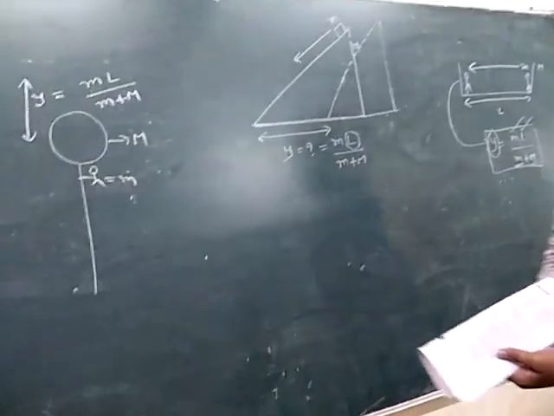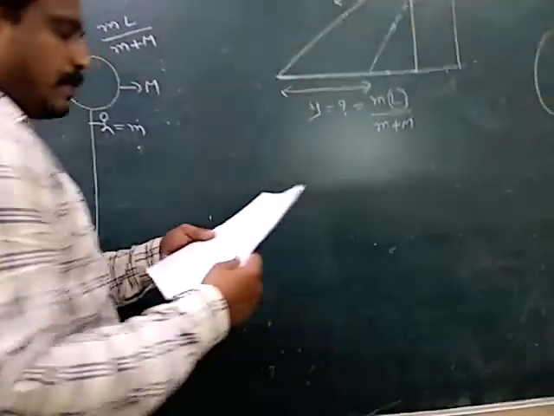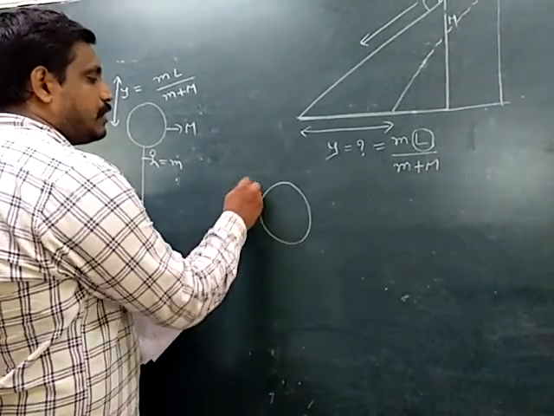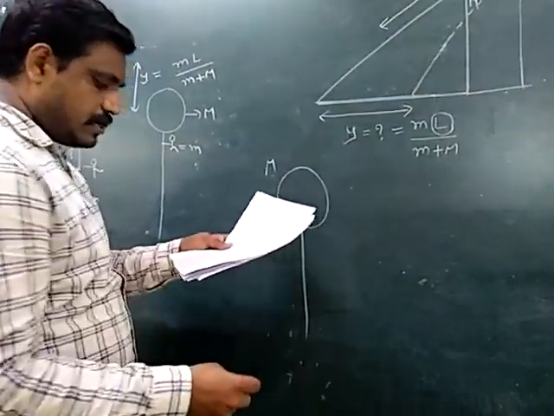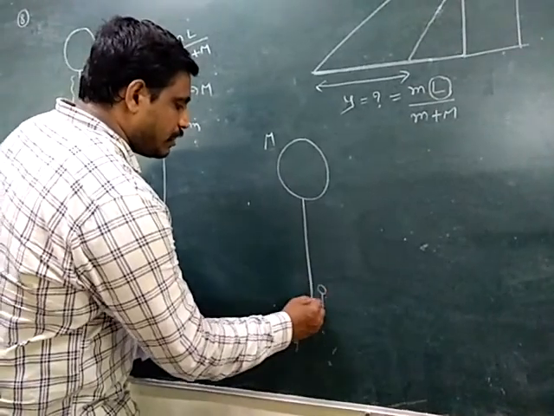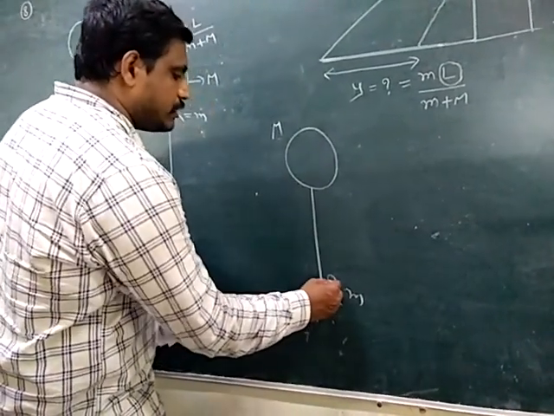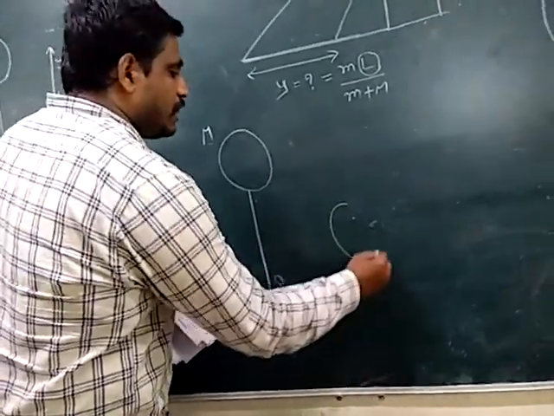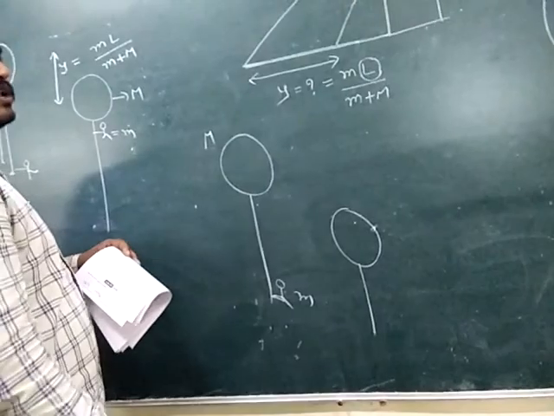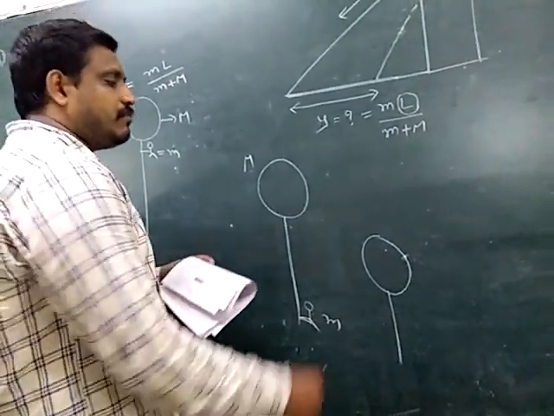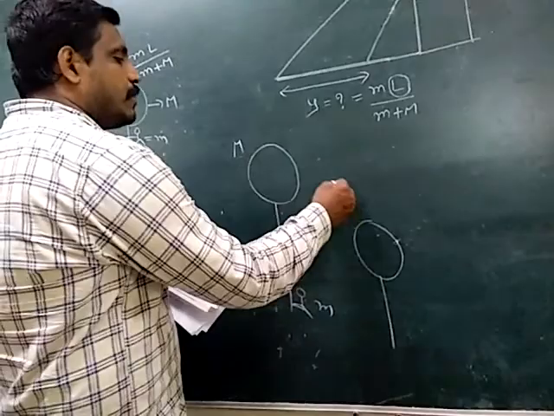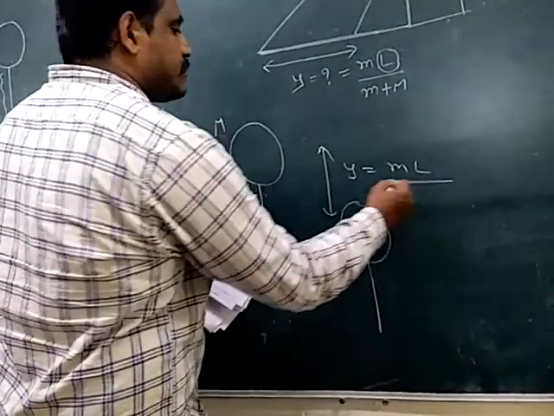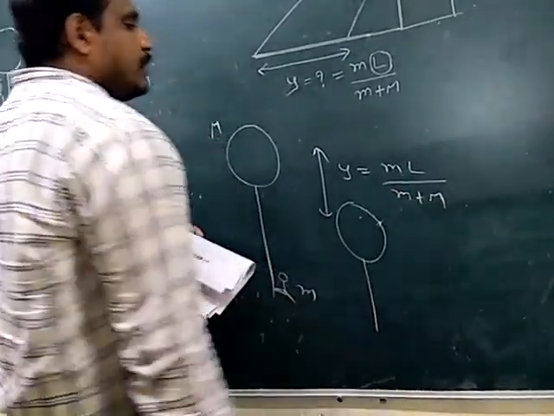Okay, here this eighth problem is given. The question I can explain: a balloon of mass capital M, this is the string, here a man is there, man mass is small m. This man is moving from here to here. What is the velocity of the balloon? The velocity of the balloon can be determined. The man moves upward, the balloon moves downward. What distance? Small y, the formula is m L by m plus M.